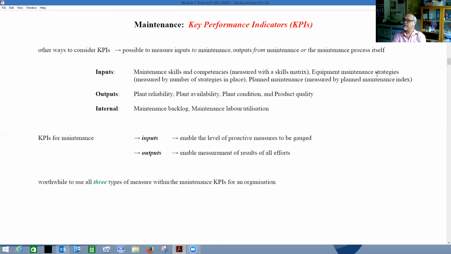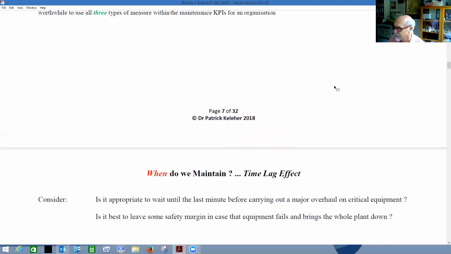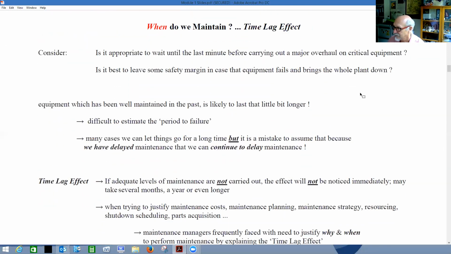It's worthwhile to use all three types of measurement within your maintenance key performance indicators, because it's going to give you a far better snapshot of what's going on and what needs to be improved, so that you can prevent unplanned maintenance and have higher efficiencies. And if it does occur, or if catastrophes occur, you can get things up and running very quickly again because you've got other strategies in place. It's a good way to measure your performance overall as a team, as a unit, and then down to individuals as well.